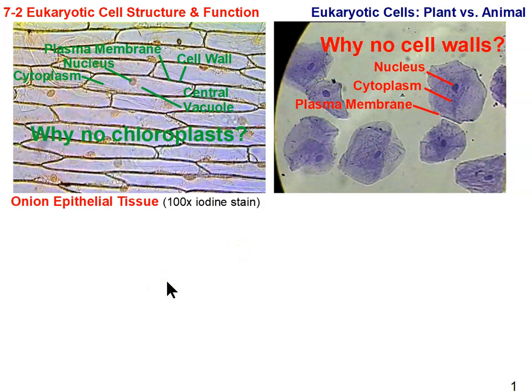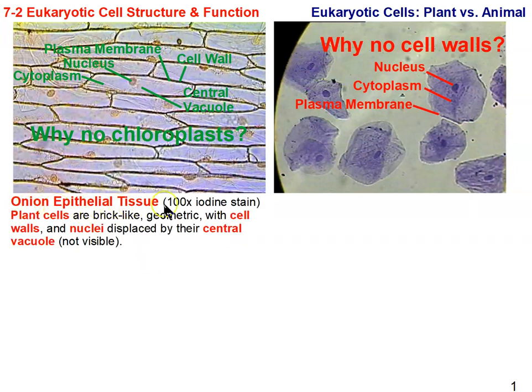So I ask you to write captions for these two different images here. So we've got onion epithelial tissue. Plant cells are brick-like, geometric, with cell walls and nuclei displaced by their central vacuole. And again, that's not seen. But that displaced just means that the nucleus has been pushed out of the way, displaced.